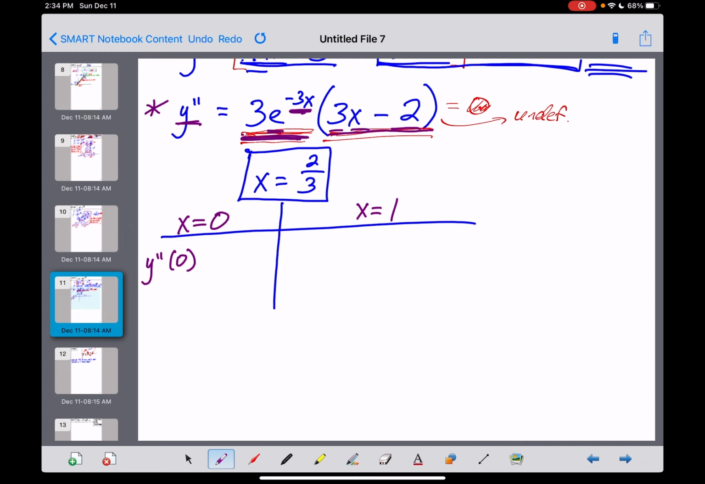So we have a 3 times a negative 2, which is going to get us negative 6. All I really care about is that it's negative, and it looks like our graph is concave downward on this interval. Then when we jump over here to x equals 1, let's try y double prime of 1. E to any power is always positive, so this times this, we're going to end up with a positive value there. And then 3 times 1 minus 2 would be positive as well. Positive times positive is positive, so we are now concave up.